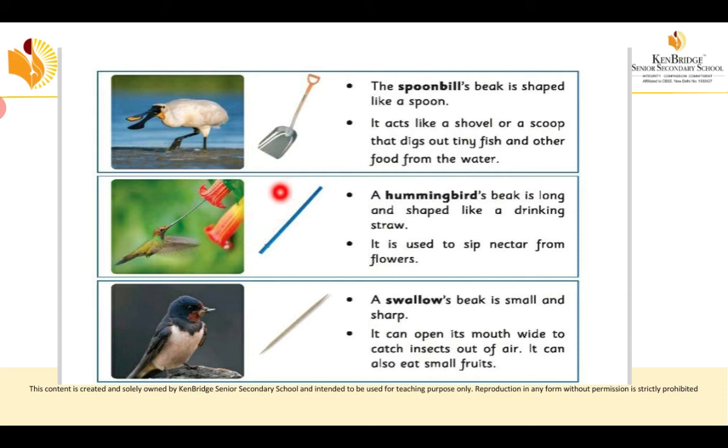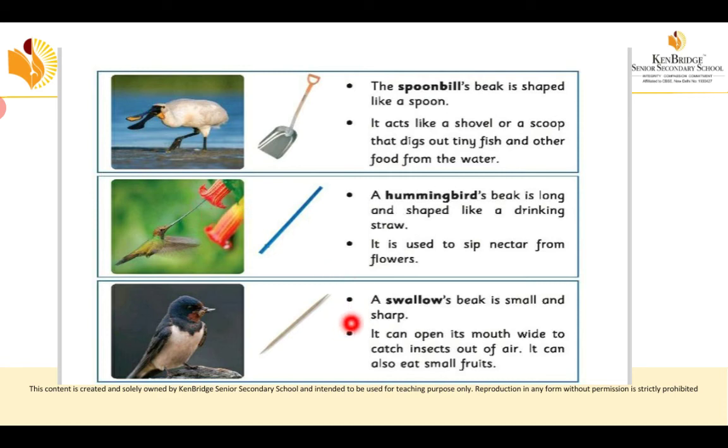And the last, the hummingbird. The hummingbird's beak is very long, shaped like a straw. We use a straw to suck juice and drink. So the hummingbird's beak is like a straw. It is used to sip the nectar from the flowers. Nectar means honey. Every flower has honey, no? So the hummingbird sips the nectar from the flowers using this straw-shaped beak.